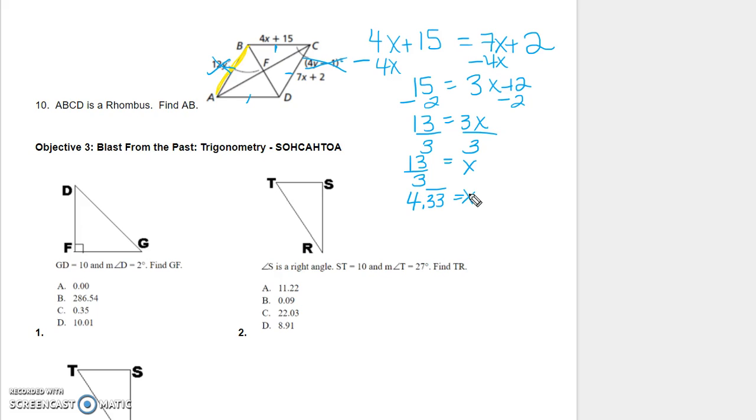Okay, some of you stopped here, but you were wrong because you didn't answer the question. I have to find AB. That means I need to come back. That side is 7x plus 2, or you could use the other one, 4x plus 15. But I'm going to have 7 times 13 over 3 plus 2.